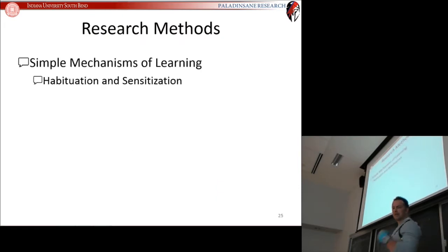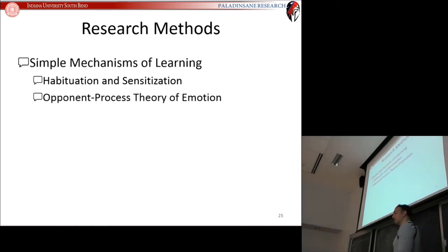We're not doing research methods, we're doing chapter 3. So we're going to start off with simple mechanisms of learning, specifically habituation and sensitization. That's going to be for the cocktail party effect. And then we're going to take a look at the rom-coms by taking a look at the opponent process theory of emotion, which helps explain how we can have intense emotional reactions only to very quickly feel completely the opposite.